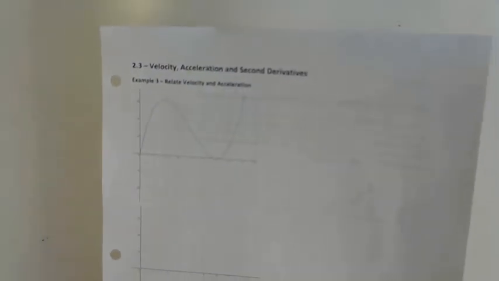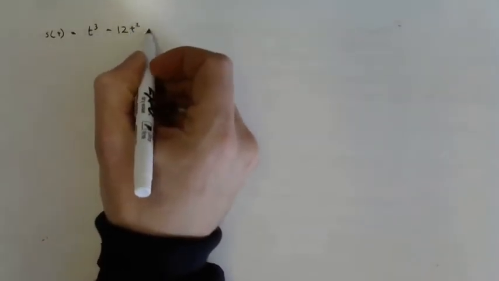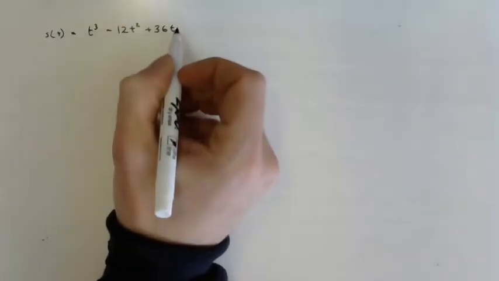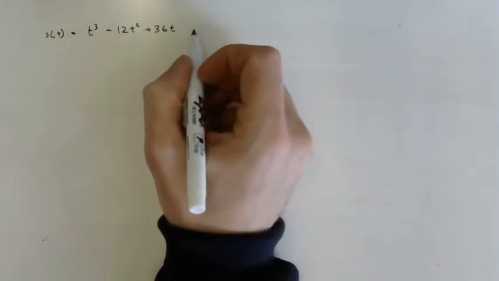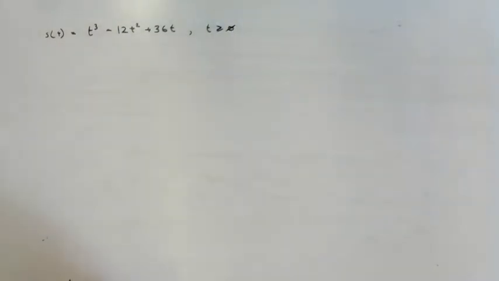Okay, for the third example, I have this printed graph for you, and the story that goes with it. The position of a particle moving along a straight line, so we're talking about linear motion, is represented by the function s of t equals t cubed minus 12t squared plus 36t, where distance s is measured in meters and time t is measured in seconds, and t is greater than or equal to 0. You can see that because we're starting at the origin and moving only to the right.